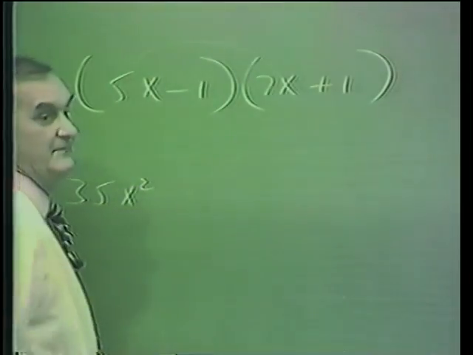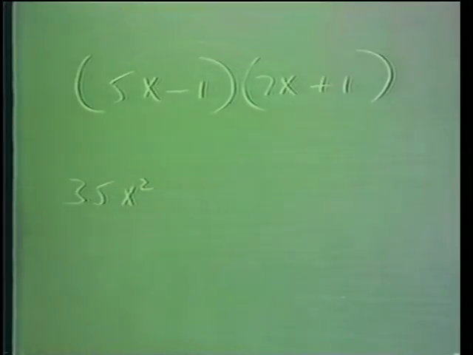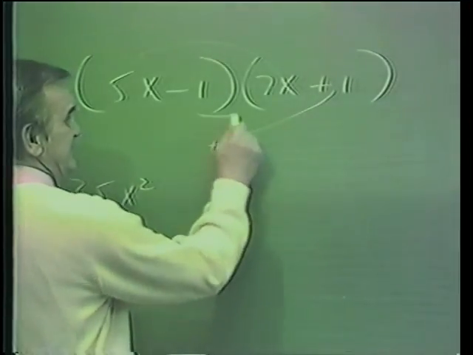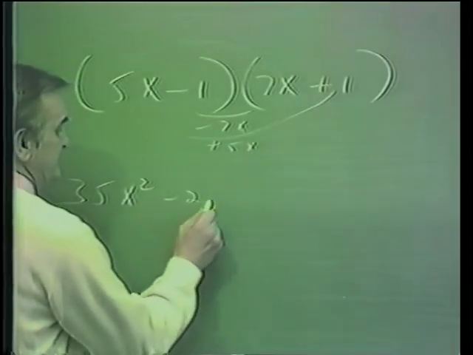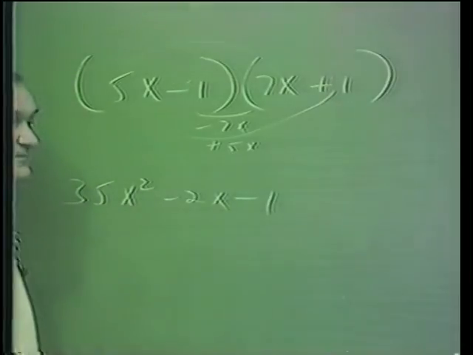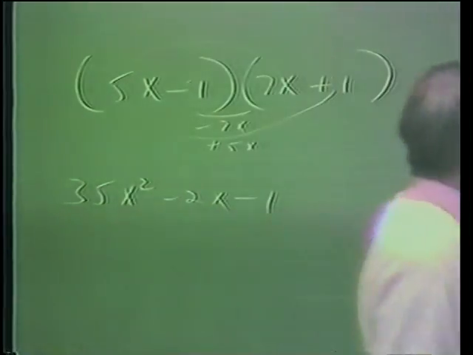First times the first, 35x squared. Multiply the outers, you have a positive 5x. The inners, you have negative 7x. Add those up, you get negative 2x. Last times the last, that's a negative 1. Very good.